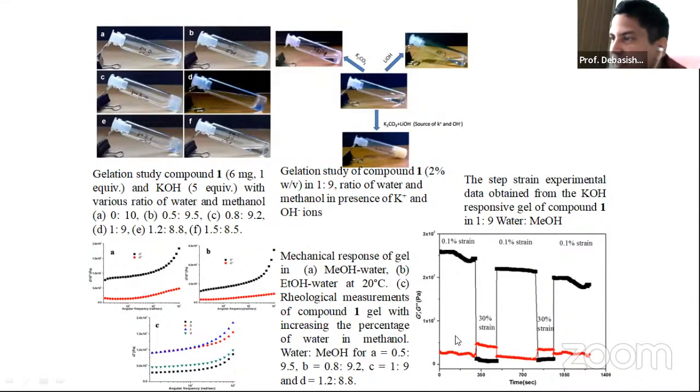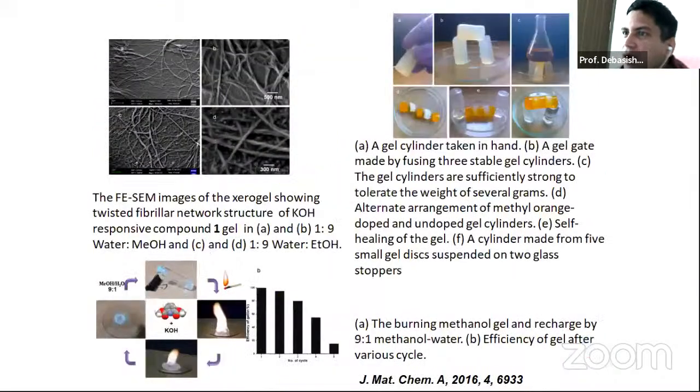And what we have seen is that the gel is a thixotropic gel. So if you apply some pressure on the gel, it will melt. If you remove the pressure, again it will form a gel. So the gel is thixotropic in nature. We have studied the morphology of the gel. Like all other gels, there are dense, entangled fibers that encapsulate the solvent and help to make the gel.